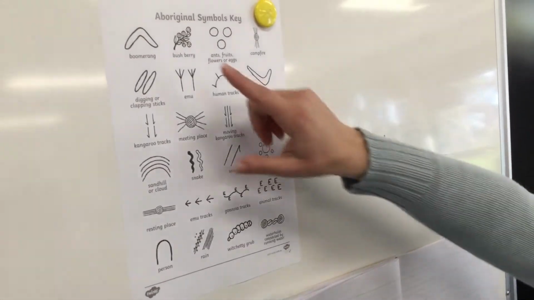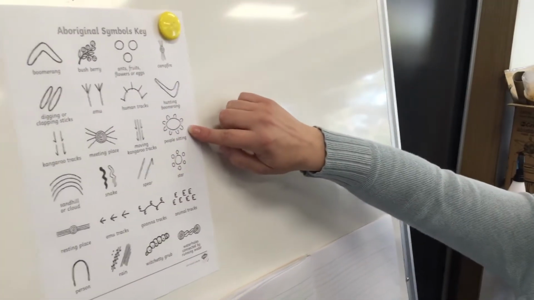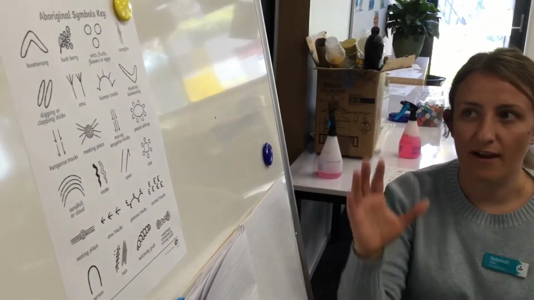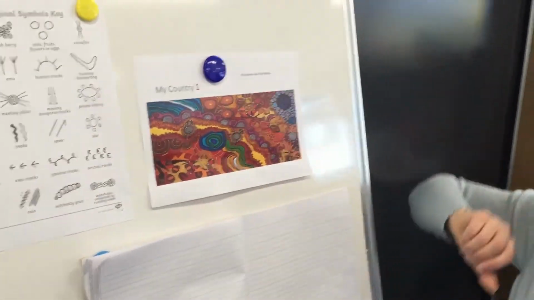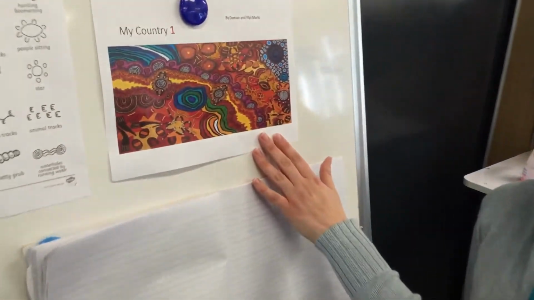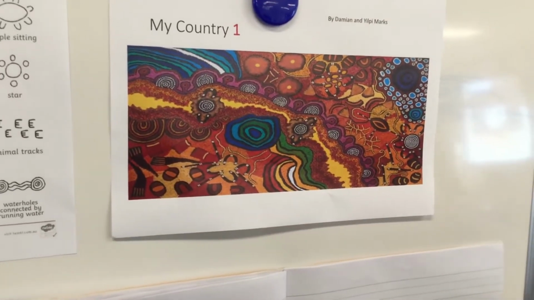On our Aboriginal symbols, we see lots of different ones. We see boomerangs, campfires, people sitting, a person. What we're going to do is use our Aboriginal key symbols to review two different paintings to see if we can find them. This will be like a scavenger hunt. So have a look at your My Country one and see where you can find some Aboriginal key symbols.